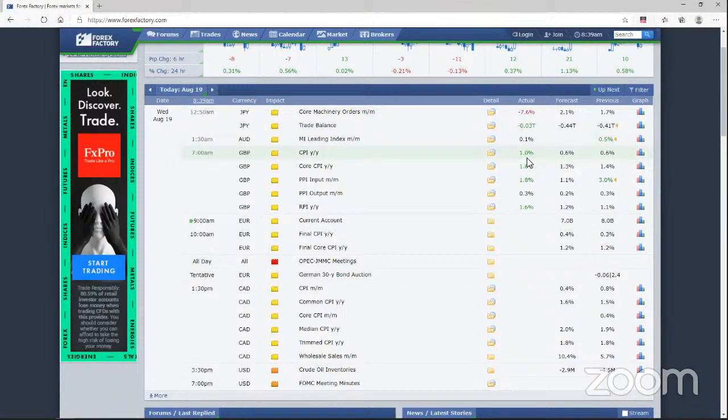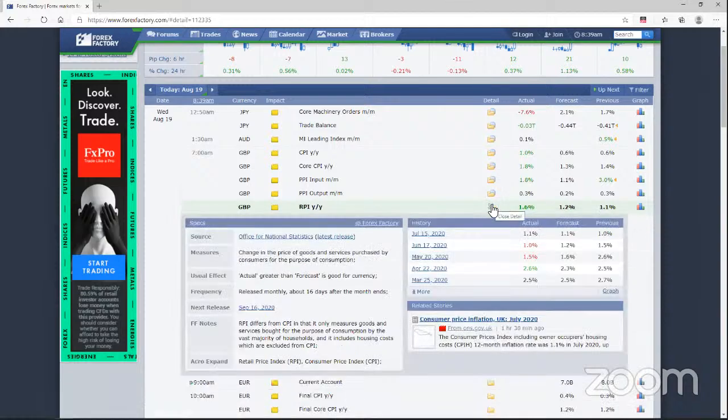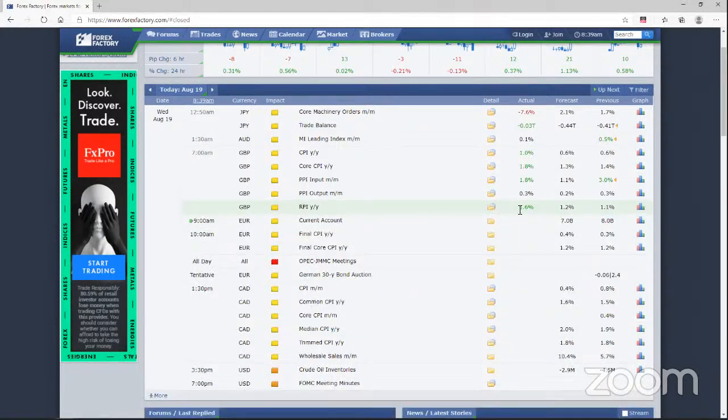CPI month over month does not suggest that the Bank of England are going to have too much room to be lowering interest rates. Remember, the big target is 2%. That's the target point from the central banks. It seems like the accepted number is 2% worldwide, and core CPI came in at 1.8%. So very close to that 2%. CPI year on year up 1%, and PPI outputs, but not great. Retail price index as well.